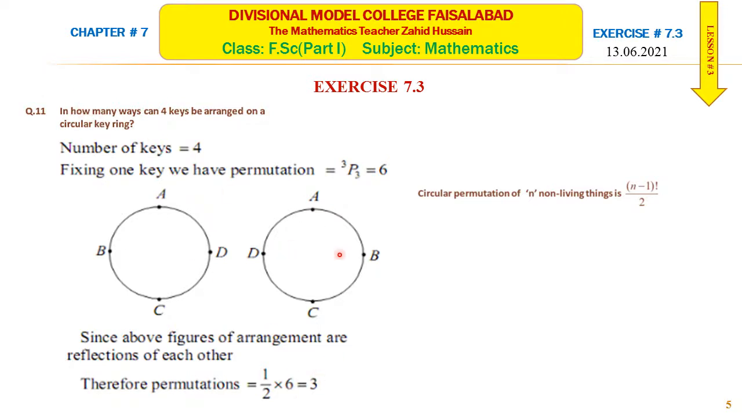There's no need to draw this and write all of this. The number of keys is equal to 4, so the number of arrangements of 4 keys is equal to, using the formula n minus 1 factorial over 2, 4 minus 1 factorial over 2. 4 minus 1 is 3 factorial over 2, and 3 factorial is 6, over 2, and we get 3. This is just to explain the idea.